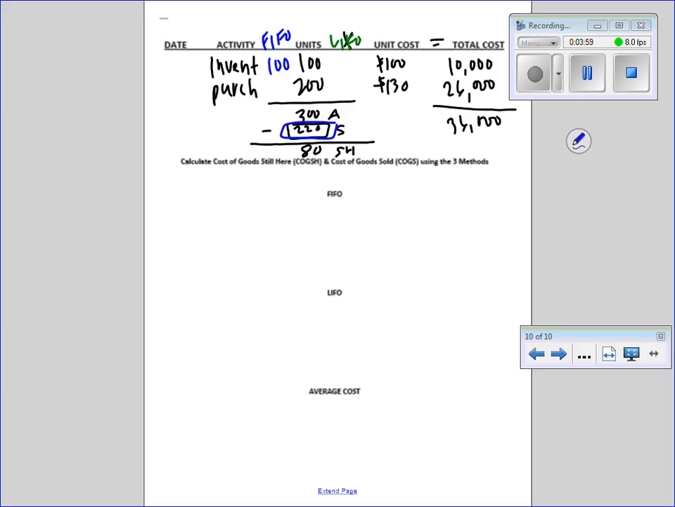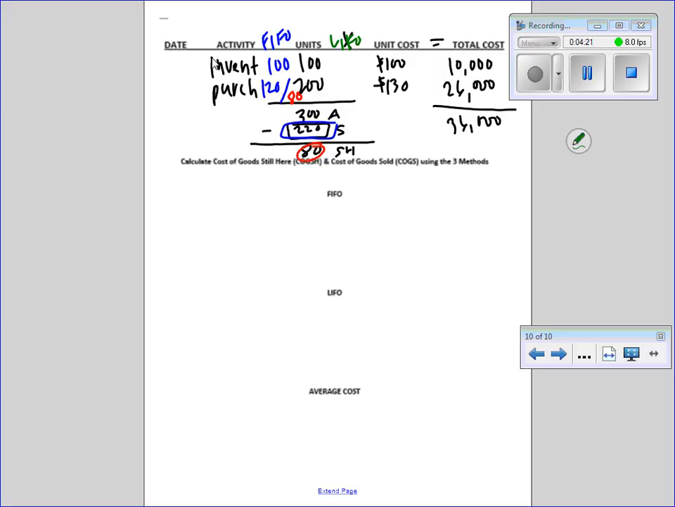But how many of my next purchase did I actually sell? 120, meaning out of that 200, 80 are still here. Well, you bet there's 80 still here. I like that little quick check to make sure that our numbers and inventory all shake out.